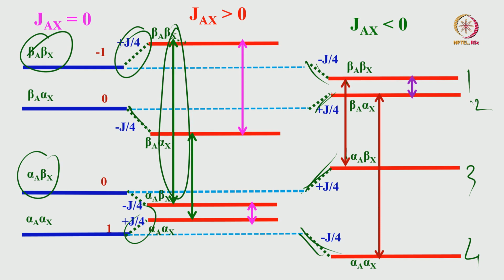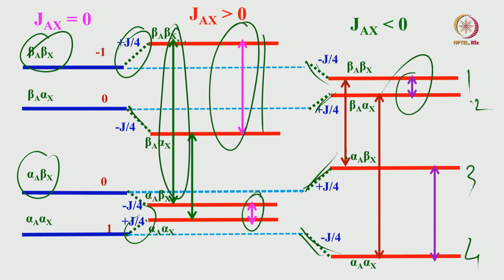Exactly. For the X spin also, this is the 1 2 transition and this is 3 4. See, earlier 1 2 was larger frequency, larger energy separation, and 3 4 was smaller, but now 1 2 is smaller and 3 4 is larger.